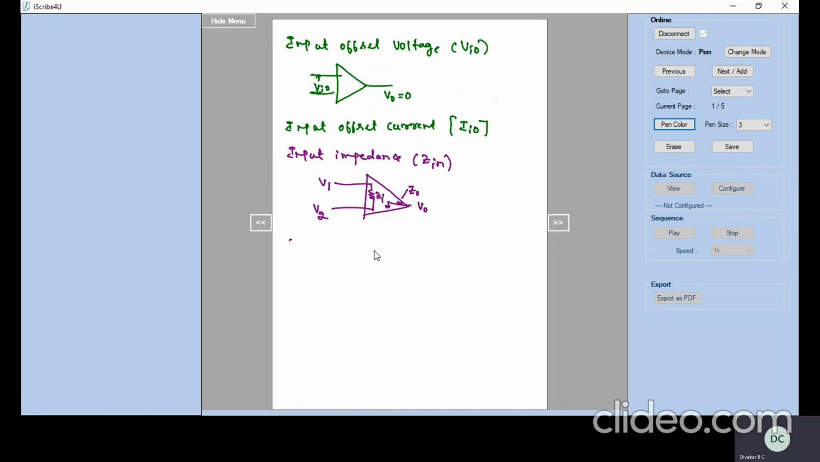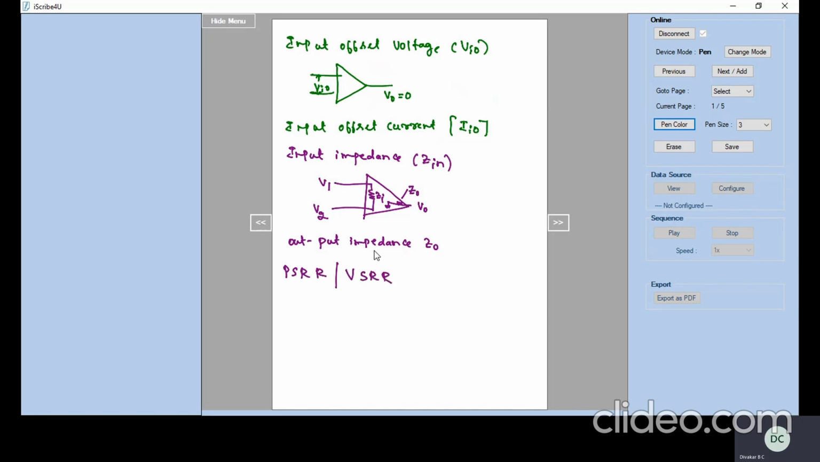And the next one is output impedance, Z0. It is the equivalent impedance that can be measured between the output terminal of an op-amp and the ground. And the next one is power supply rejection ratio, also called voltage supply rejection ratio.